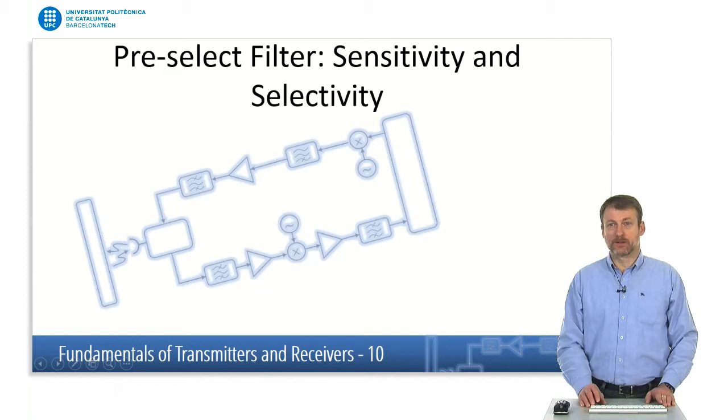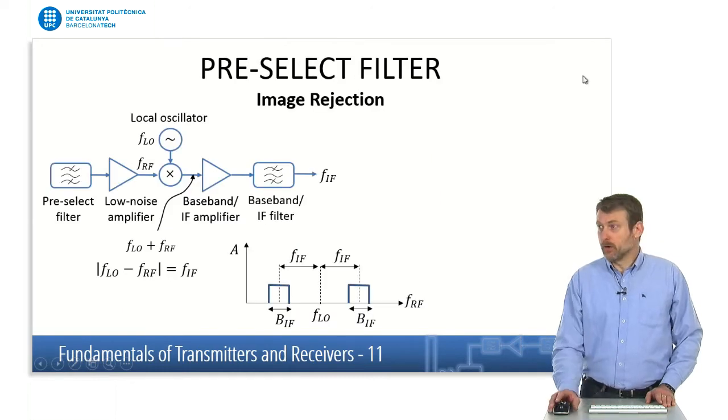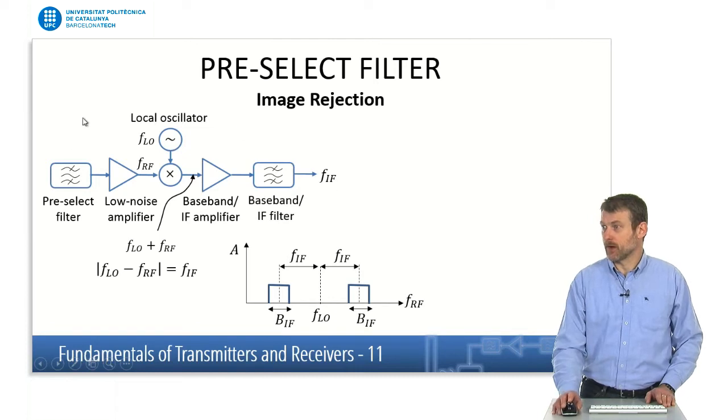Let's now discuss a little more about the receiver. As you recall, in the block diagram of the receiver that I showed previously, we had not only the mixer, but I also had a pre-select filter. What I'm going to discuss now is the need for this pre-select filter.